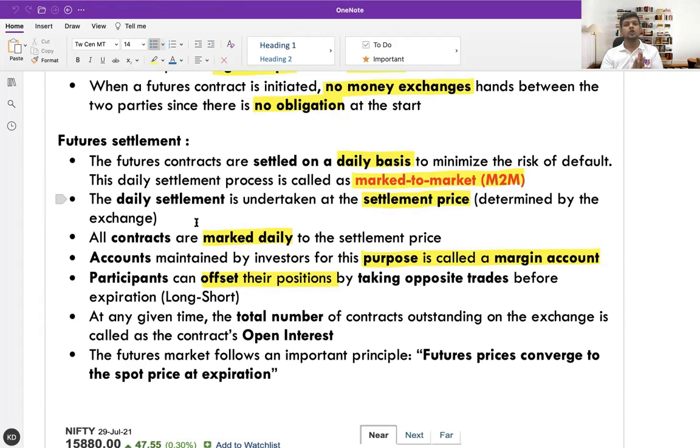Clear? So if you are long a contract, how will you exit from the contract? You don't automatically exit from it. You will have to short a contract of the same size in the same contract, right? Then you are out of it. Clear?